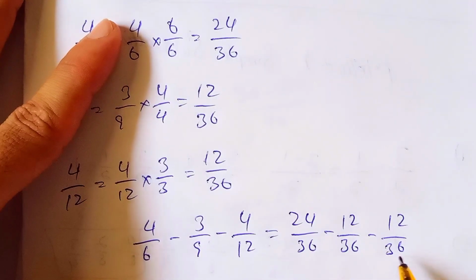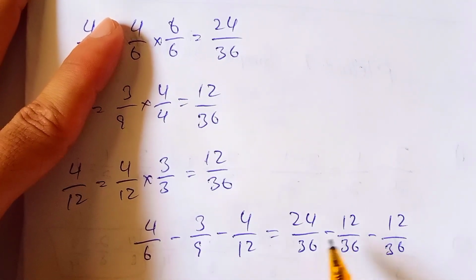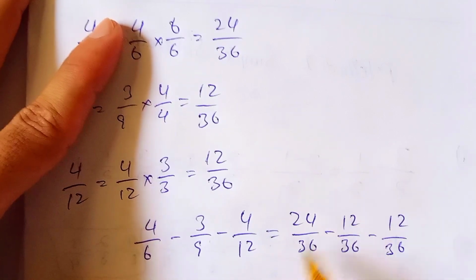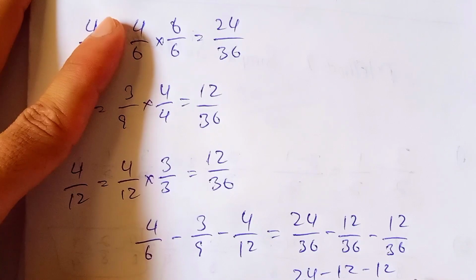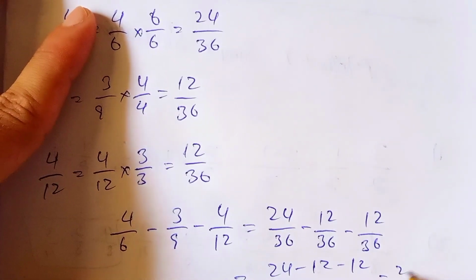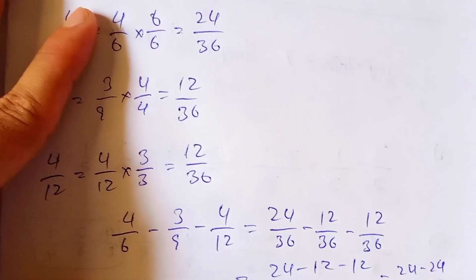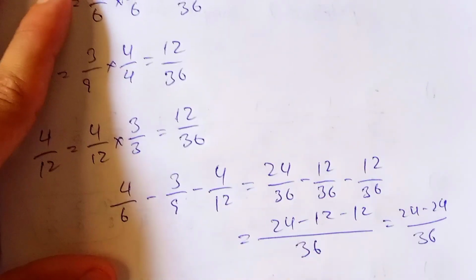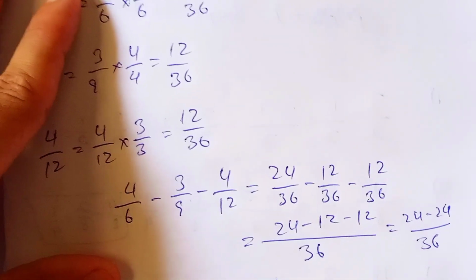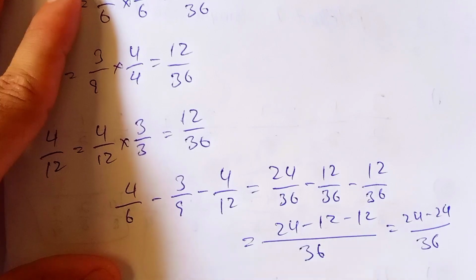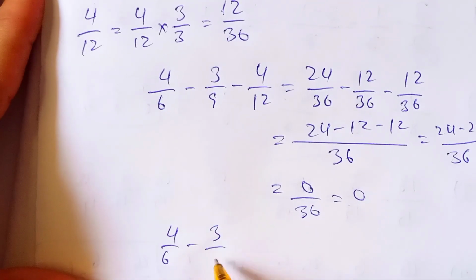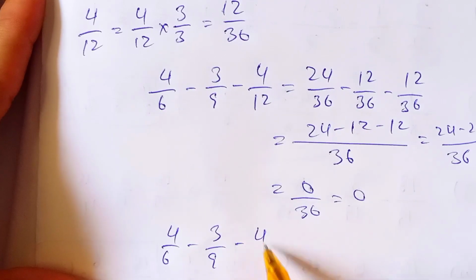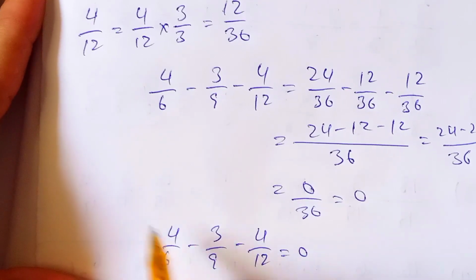So keep the denominator the same and subtract the numerators. So over 36, 24 minus 12 minus 12, which is equal to 24 minus 24 over 36. So 24 minus 24 is 0 over 36, which is equal to 0. So we can say that 4 over 6 minus 3 over 9 minus 4 over 12 is equal to 0.